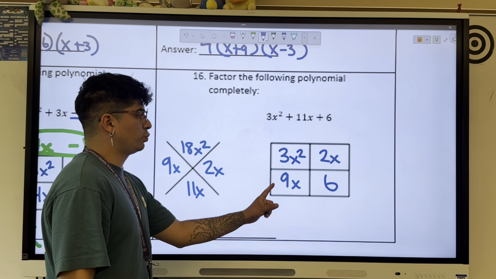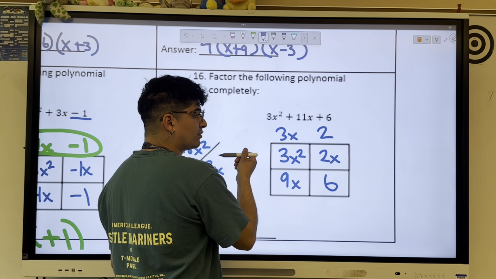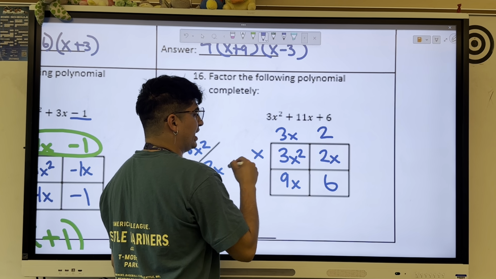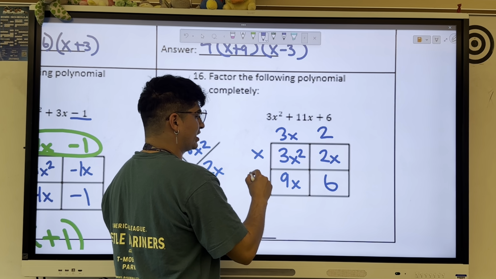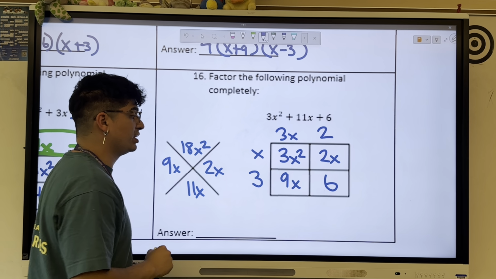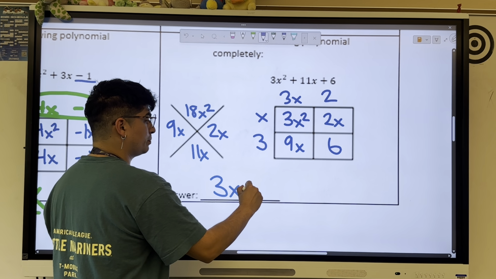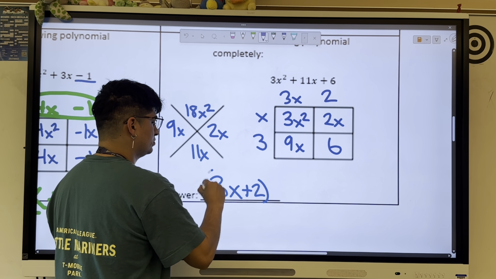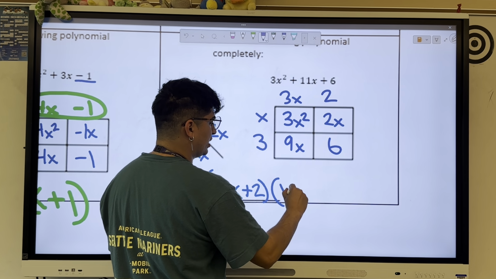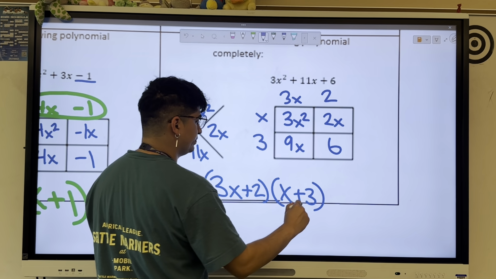Well, I can divide both of these by 3, and I can take out an x. Going this way up, I'm going to take a 2, because I can divide both of them by 2. Going from right to left, I can divide both of these by x. Going from right to left, I can divide both of these by 3. So, final answer is 3x plus 2, and then I have x plus 3.